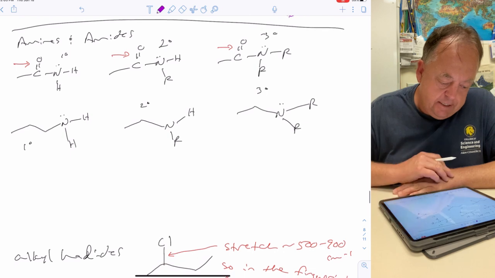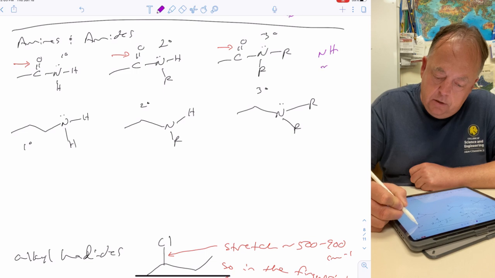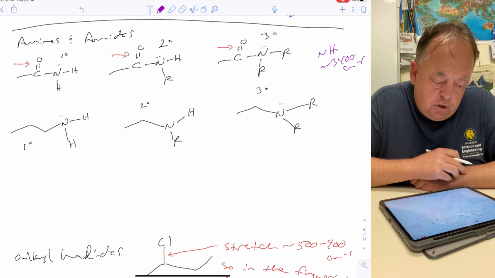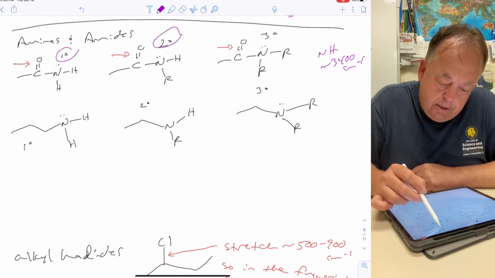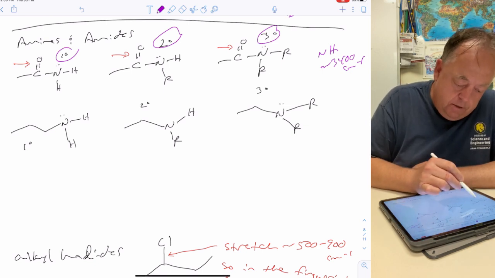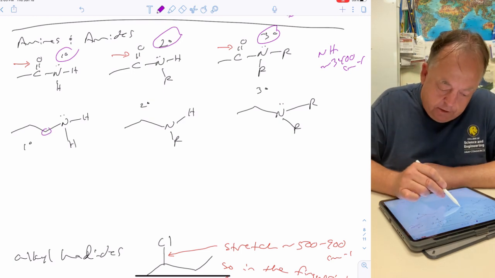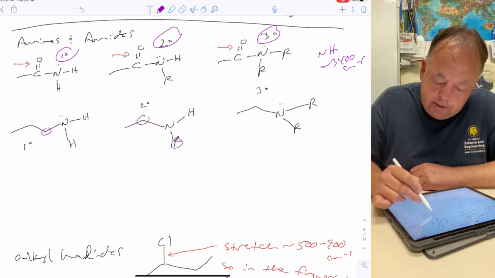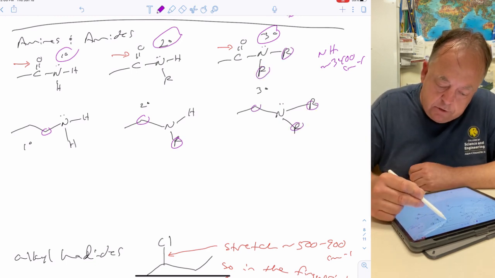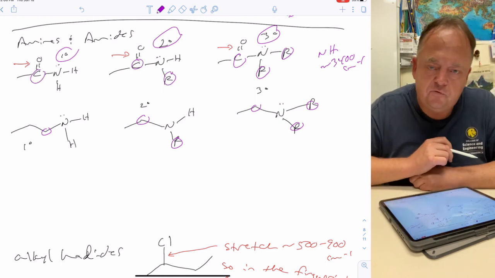Okay, so for amines and amides, the NH is around 3400. You can discern between a primary, secondary, and a tertiary amide in IR. So this would be a primary amine because the nitrogen has 1 carbon attached. This would be a secondary amine because it has 2 carbons attached, or tertiary because it has 3 carbons attached. Same for the amide: 3 carbons attached, so tertiary, 2 carbons attached, so secondary, and 1 carbon attached, so primary.